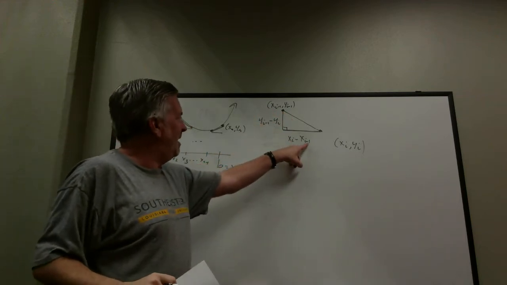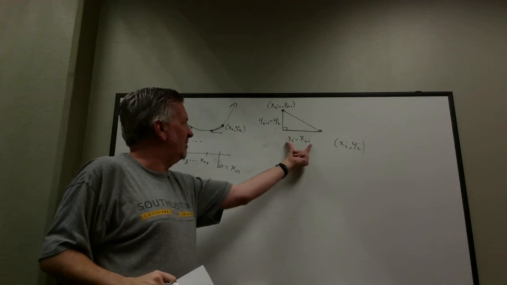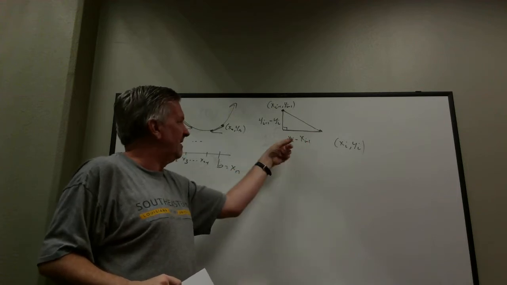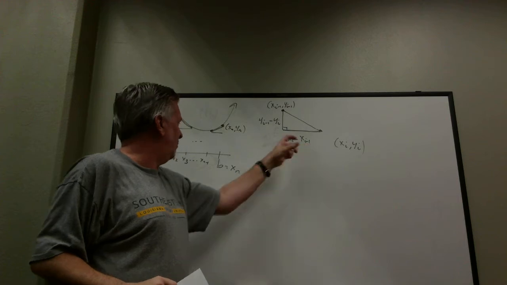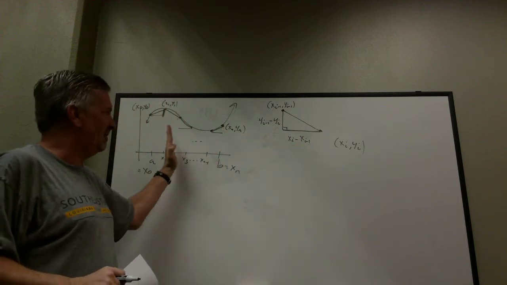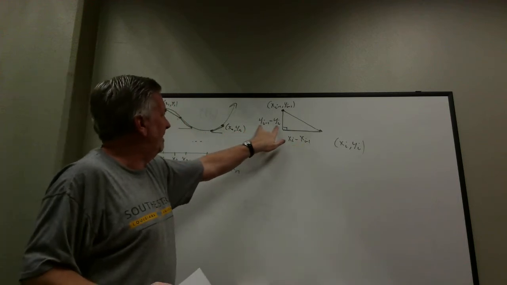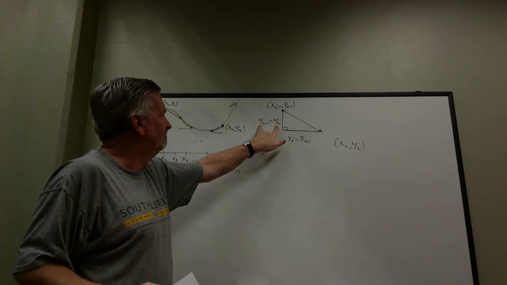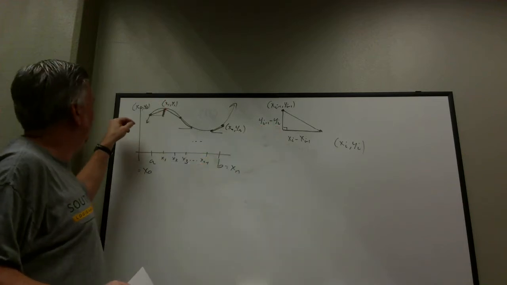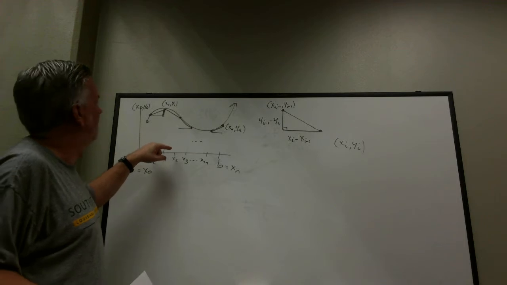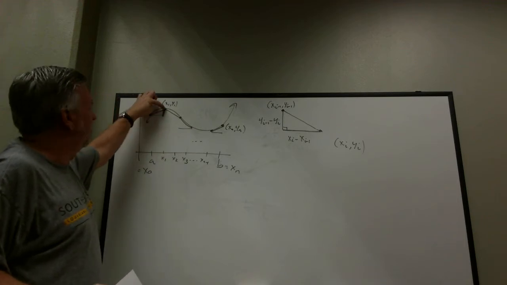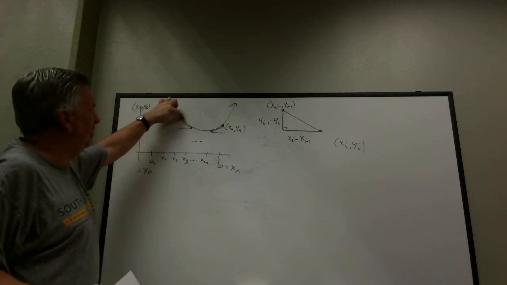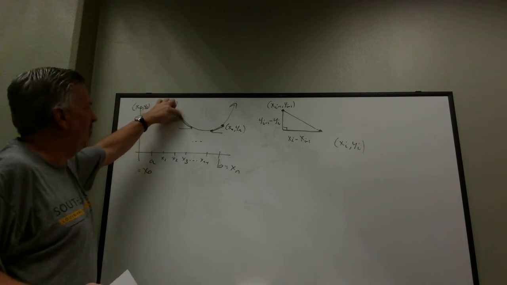x_i minus x_{i-1} is always going to be positive, because x_i is always bigger than the x before it. This x is bigger than the one before it, that x is bigger than the one before it. But this quantity could be negative, couldn't it? It depends. If I take the y before, notice this y is bigger than this y, so that y minus that y is going to be a negative.